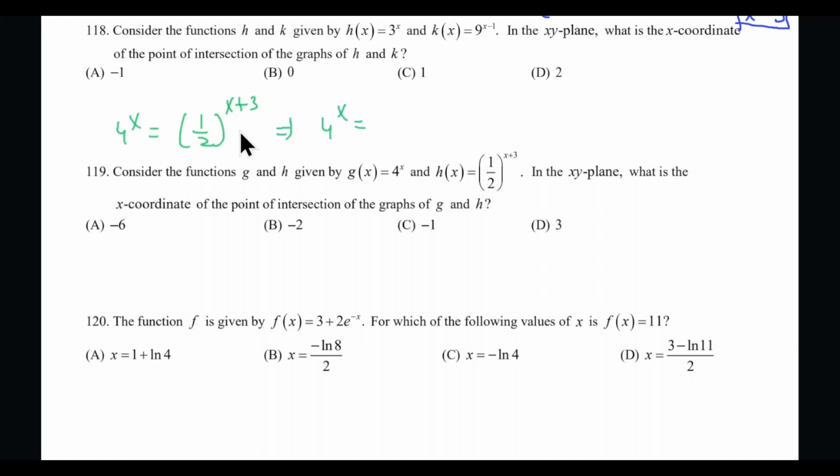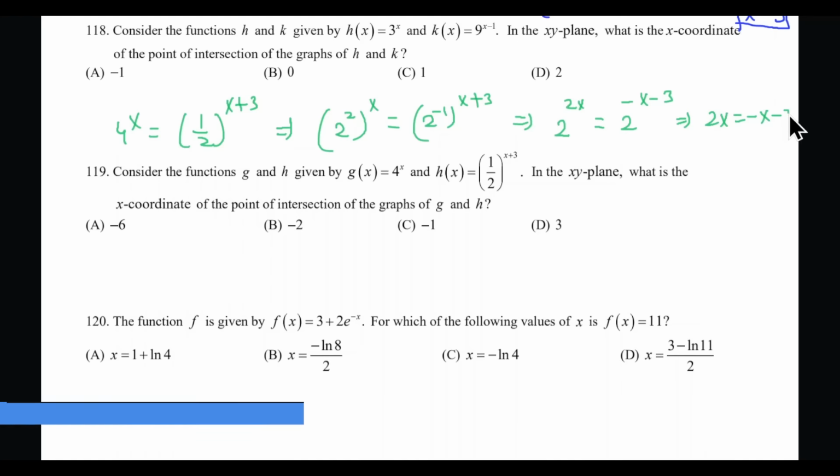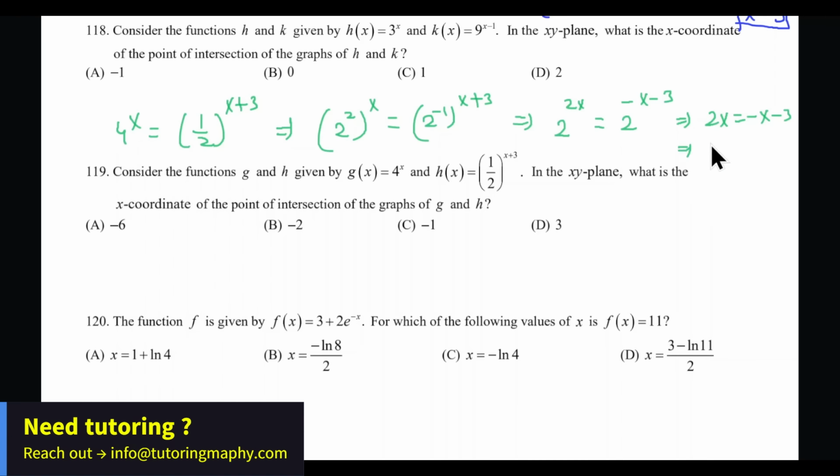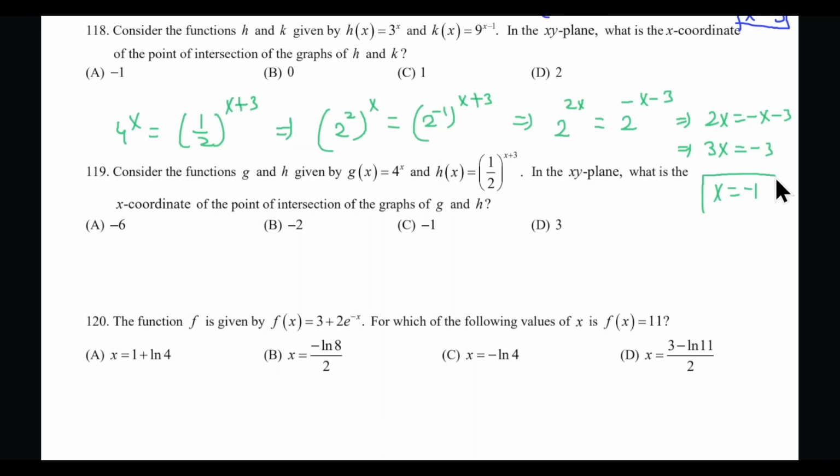4 to the x is equal to, can I write 4 to the x as 2 square to the x? Can I write 1 over 2 as 2 to the minus 1 to the x plus 3? And 2 square to the x can be written as 2 to the 2x, and this can be written as 2 to the minus x minus 3, which means that 2x is equal to minus x minus 3, which means that adding x both the sides, 3x is equal to minus 3, which means that x is minus 1. So it has to be option C. That should be the answer.